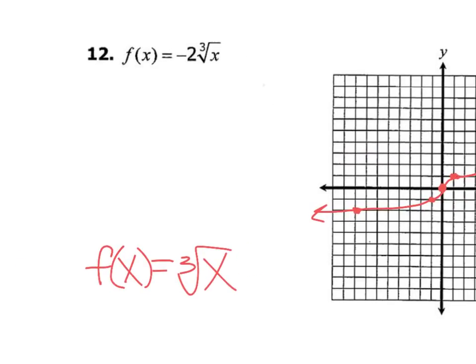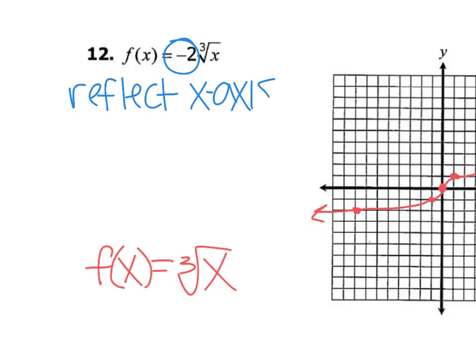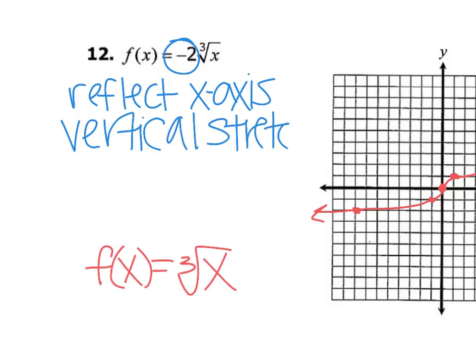Then we want to look at our new function and see what transformations we're going to apply to our parent function. We see this -2 in front, so our a is -2. The negative tells us we're going to reflect across the x-axis. And the 2 tells us we're going to have a vertical stretch by 2. This is probably one of the more complicated transformations, so let's take this one very carefully.